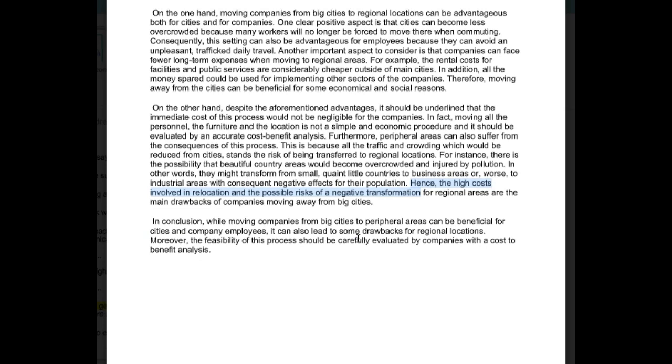In conclusion, while moving companies, transferring, encouraging companies to transfer, okay, just looking for variations there to improve it, from principal cities, major cities, capital cities, congested cities, whatever, to peripheral areas can be beneficial for cities and company employees. It can also lead to some drawbacks for regional locations. Moreover, the feasibility of this process should be carefully evaluated by companies with a cost to benefit analysis. Excellent work. Excellent, Andrea. So, you're doing super.